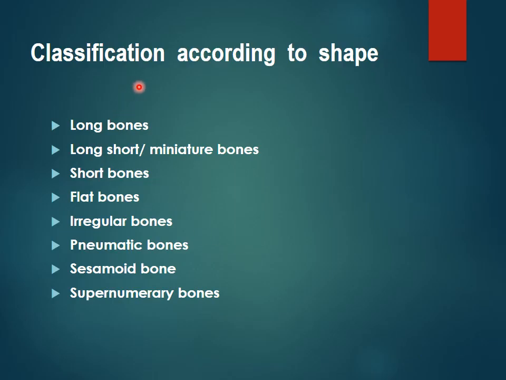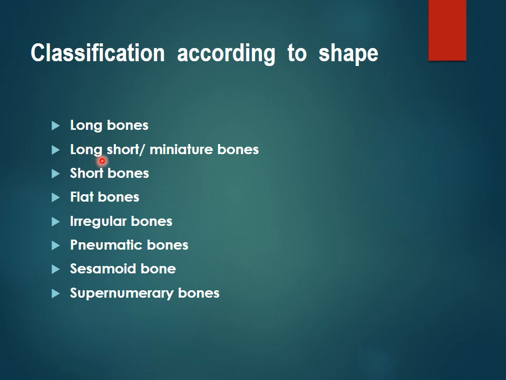Then there is the further classification according to the shape, which is also known as the morphological classification. According to the shape, the bones are long bones, as you have already discussed with me in the lectures. Long bones are the ones having one diaphysis and two epiphyses. All the long bones like radius, ulna, tibia, humerus and femur in the upper and lower limb have a diaphysis and two epiphyses.